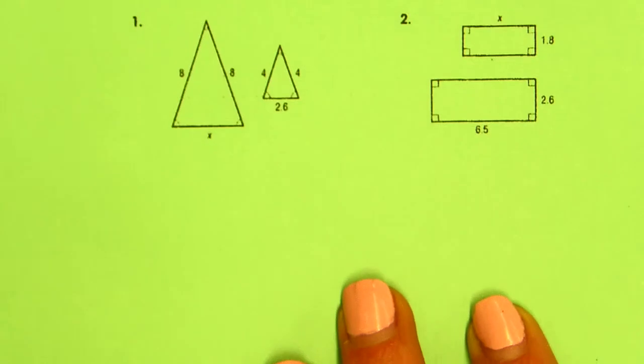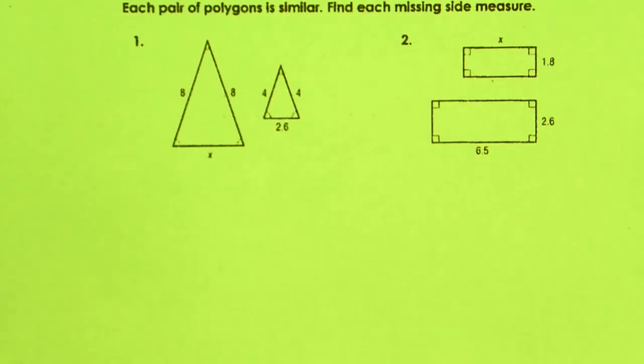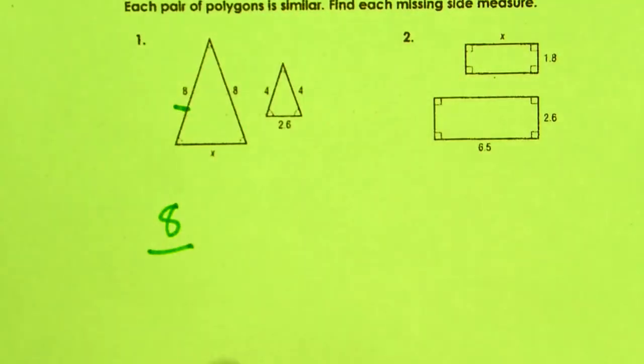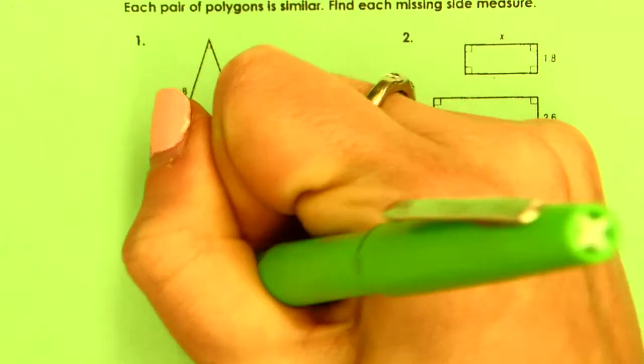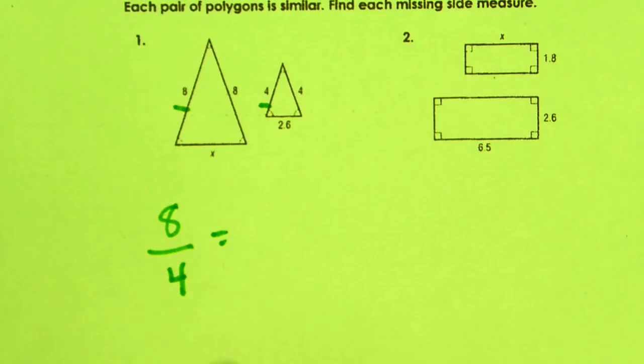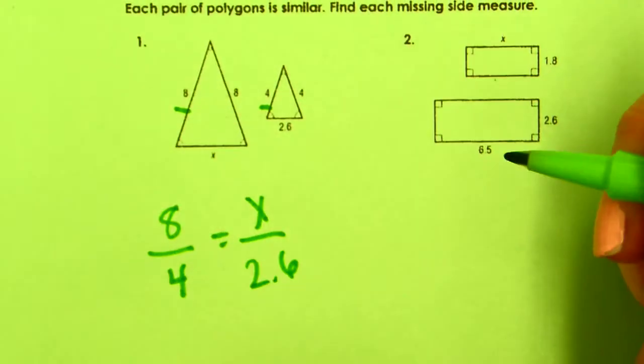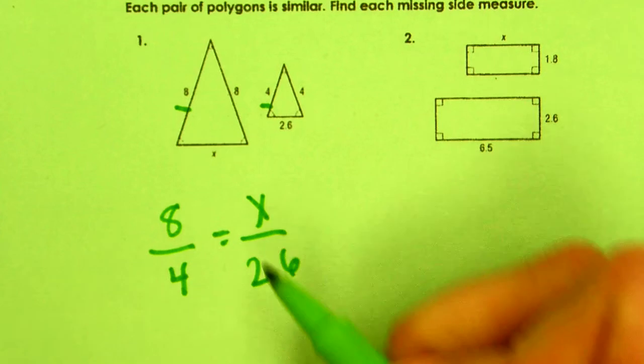Okay, these ones are similar, so we're going to use proportions to find the missing sides. Again, I always do big over small. So if I choose to use the 8 on the big triangle, which side goes with that on the small triangle? 4. Big over small equals x on the big triangle goes with 2.6 on the small triangle. And I can cross multiply.